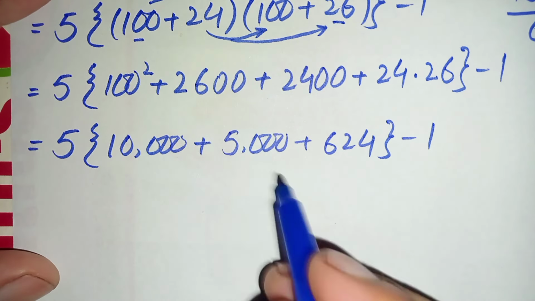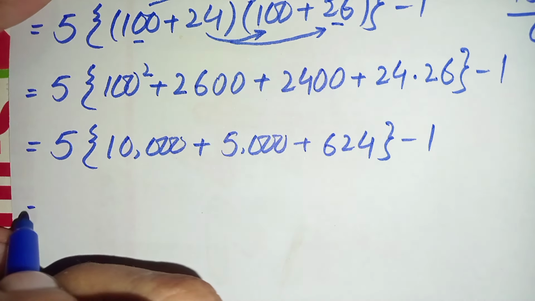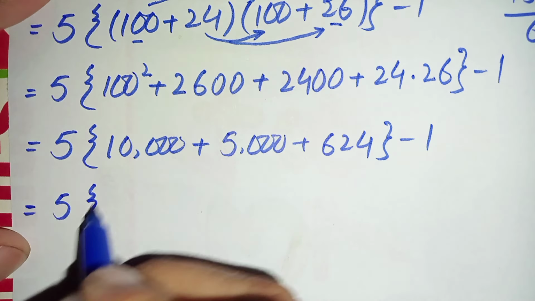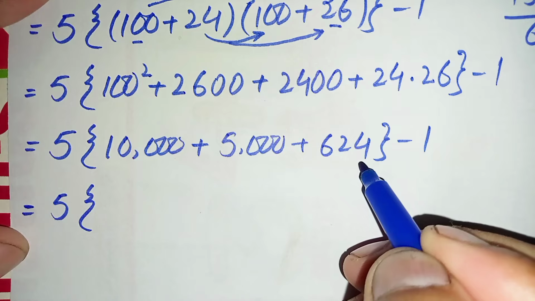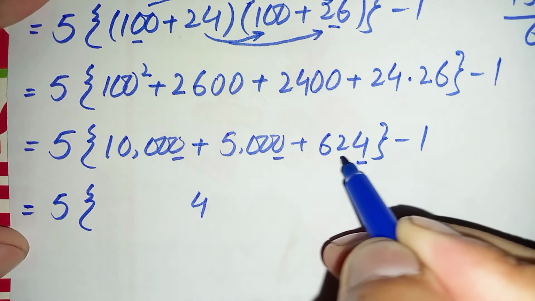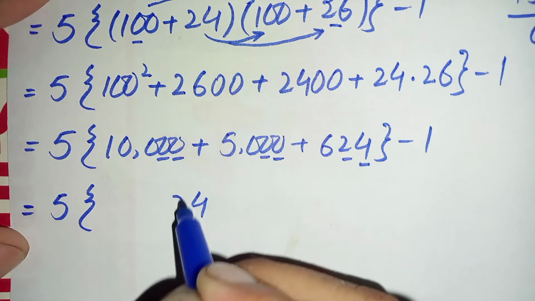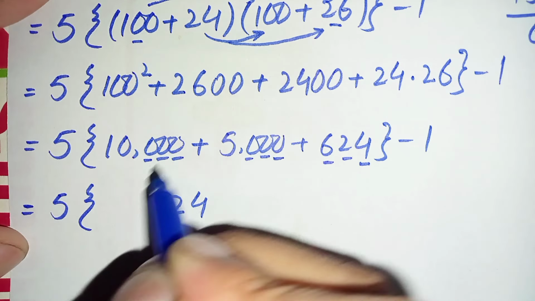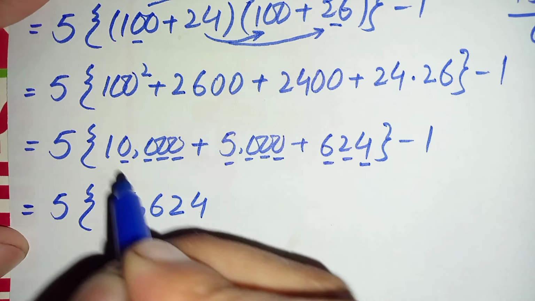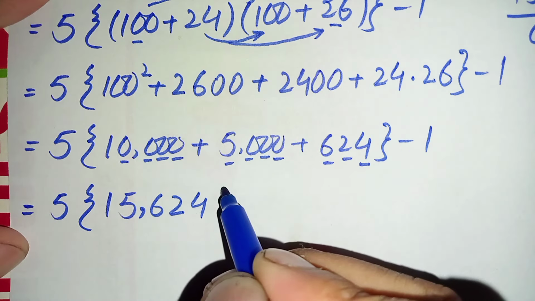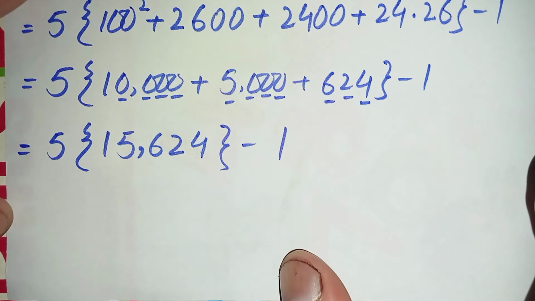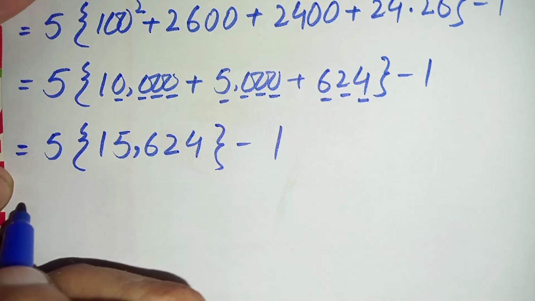Now we need to add these three numbers first, and then we will multiply the sum with this number 5. So this will become 5 times, here we will start from the ones position, so 4 plus 0 is 4. Now 2 plus 0 is 2, 6 plus 0 is 6, 5 plus 0 is 5, and 1. So the sum of these three numbers gives 15,624. Here we will multiply this number with 5.